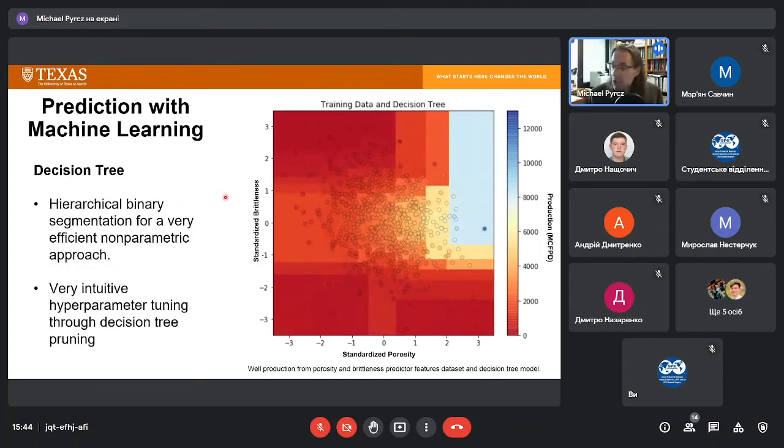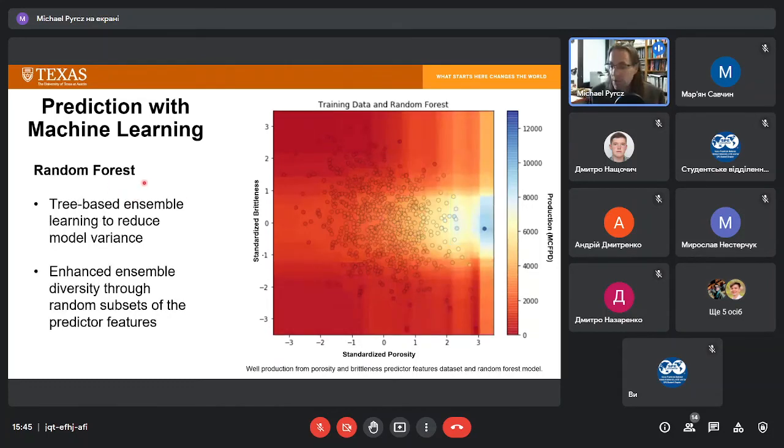Next, we have decision tree. A decision tree does a hierarchical binary segmentation of the feature space, porosity, brittleness, and it breaks it up into regions, and it uses the average of the training data in the regions. Okay, here's an example. How do you know it's a decision tree? You can see the discrete regions. Very good. So you can try out decision trees with my code.